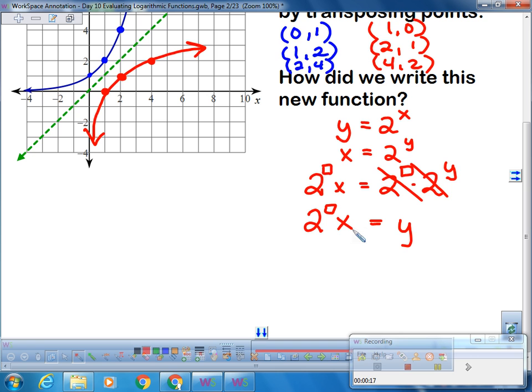And we learned that 2-box is actually a logarithm. We could write it as a logarithm. So log base 2 of x equals y. So that's the inverse function. My inverse function is log base 2 of x. Right? Let's play with it a little bit.